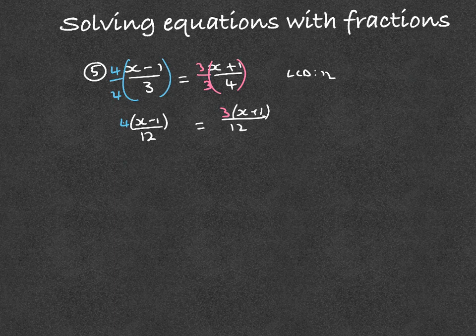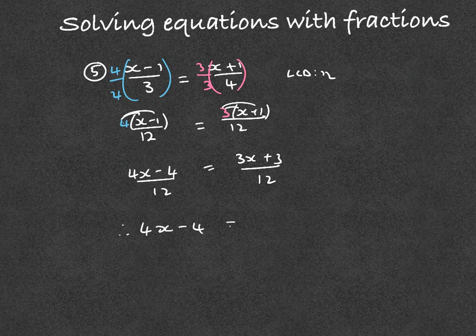So that would mean it is 4x minus 4, right? You just expand, and there we're going to get that over 12, and that is equal to 3 times x plus 1, which is equal to 3x plus 3 over 12. The denominators are the same, so therefore the numerators are equal, so therefore 4x minus 4 is equal to 3x plus 3. So that means 4x minus 3x, you minus 3x on both sides, and then you add 4 on both sides, so that means 1x is going to equal 7.